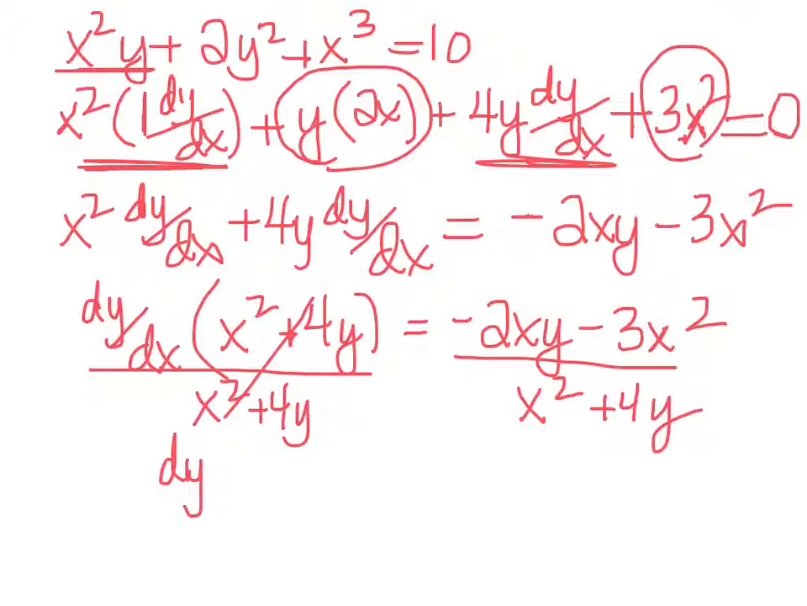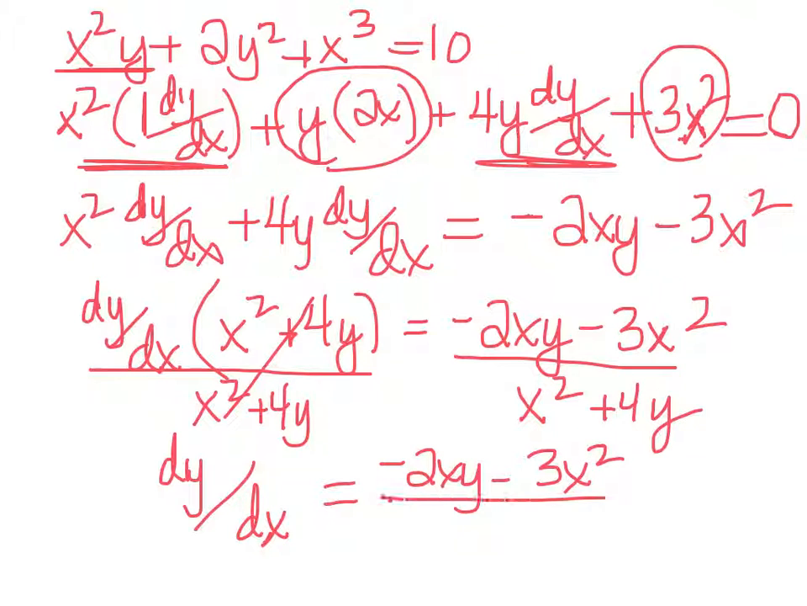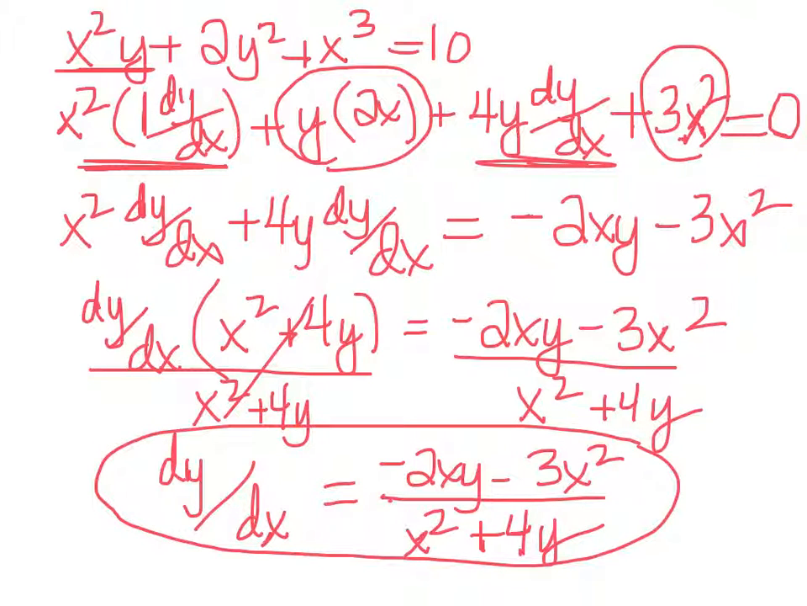And there we go. We've got an answer. dy/dx equals, remember that's the same thing as saying derivative equals, and then we've got negative 2xy minus 3x squared. And that whole thing is over x squared plus 4y. And there's your answer. Okay, so that's basically the way implicit differentiation works.